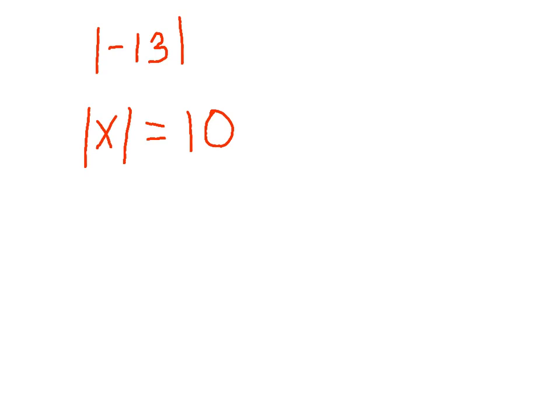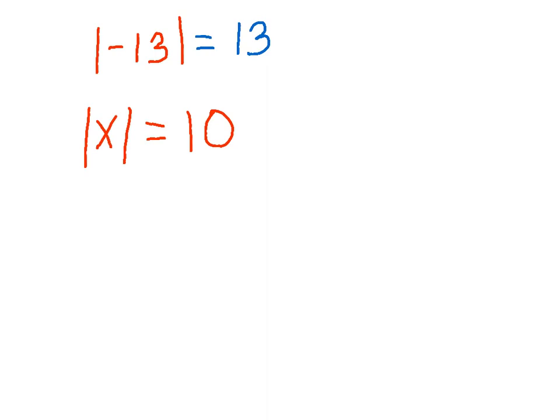Okay, so on that last slide, we showed that the absolute value of negative 13, when you have just a number in the absolute value, you're asked to find how far that number is from 0. So as we saw, negative 13 is 13 spaces from 0. The absolute value of a number will always be positive.